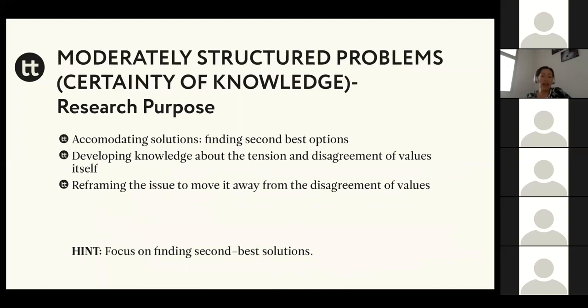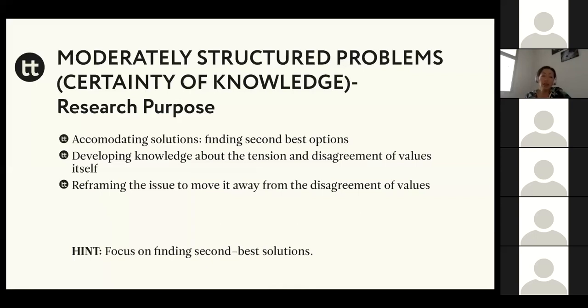So as we say, what can research do in these cases? Sometimes it's accommodating a solution. So we may know that given the political difficulties and the lack of agreement, what we see as the best option will not be taken forward. So we might have ways of finding second best solutions.